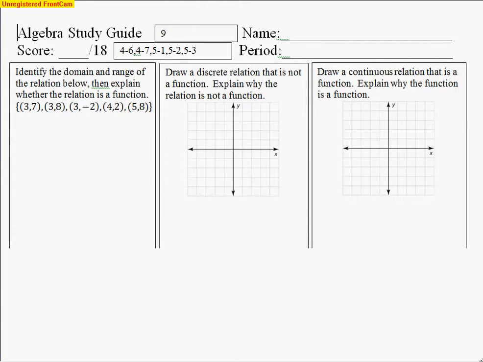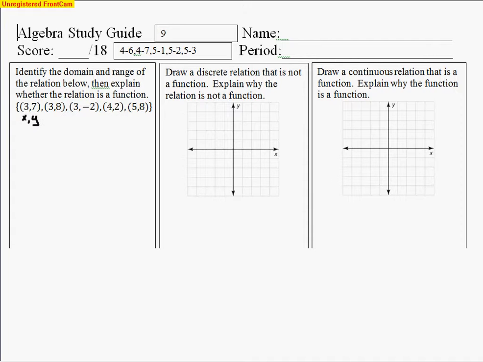This is the solutions for the study guide for algebra, quiz number 9. So let's take a look at the first type of problem. It says identify the domain and range of the relation below, then explain whether the relation is a function. So we have to take a look at the values that they're giving us, and they're giving us these ordered pairs. So remember, the ordered pairs go in alphabetical order.